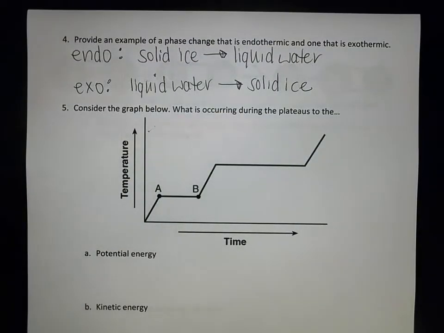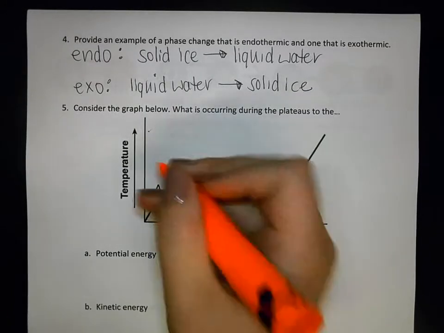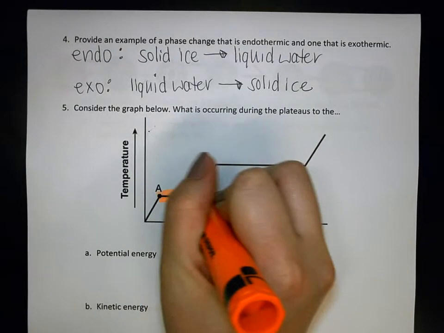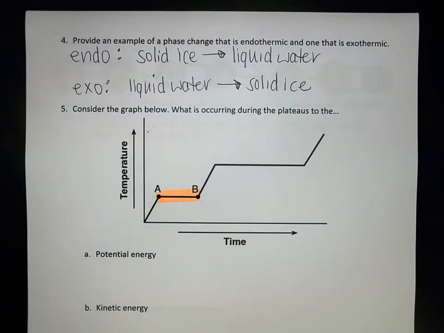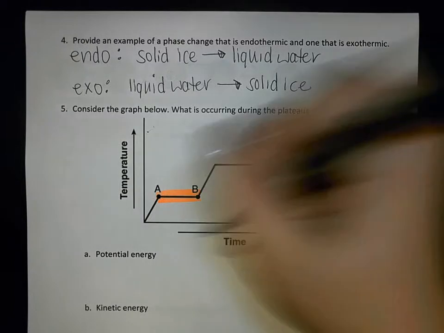The next question asks us to consider the graph and asks about what is happening during the plateaus. So what is happening during the flat parts to the potential energy and kinetic energy. So let's focus on this plateau right here. During the flat parts, this is where we're having a phase change.